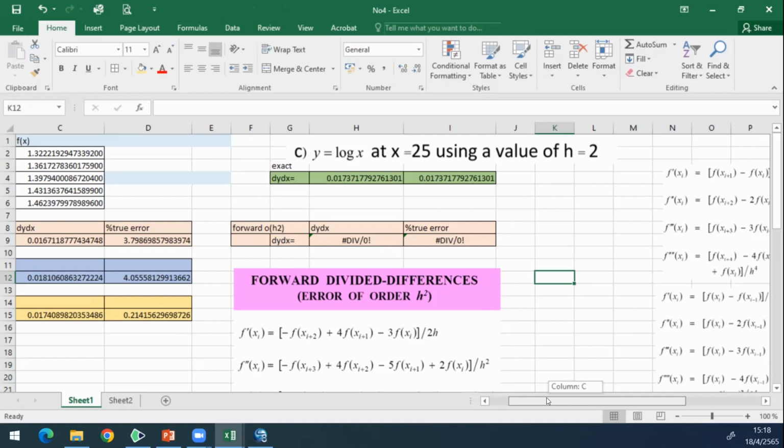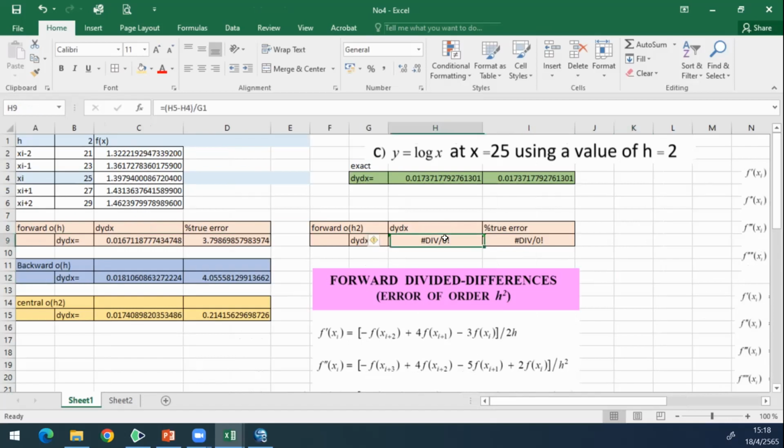Okay. So what is that? The first forward difference becomes what? It becomes minus f(x_{i+2}), right? Okay, plus 4 times f(x_{i+1}) minus 3 times f(x_i). Okay, and then divided by 2h. Okay, it becomes like this.